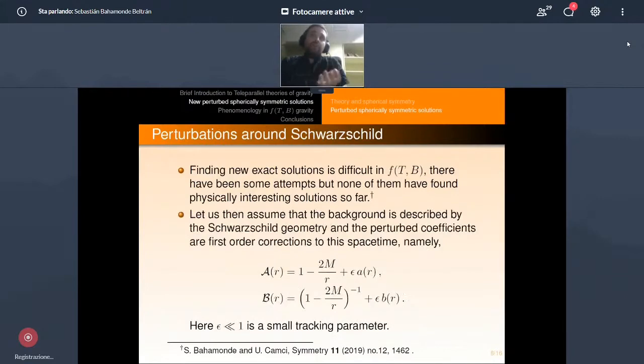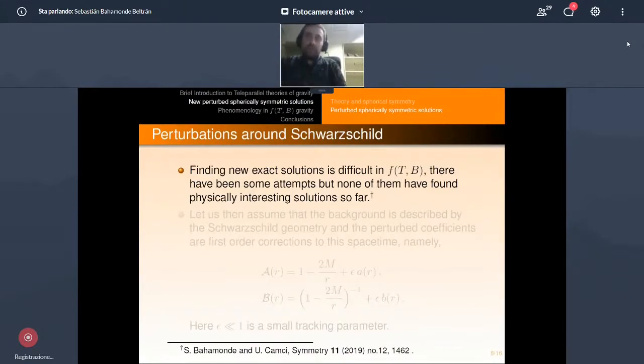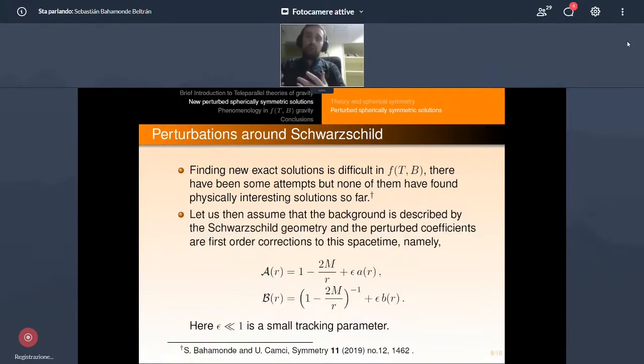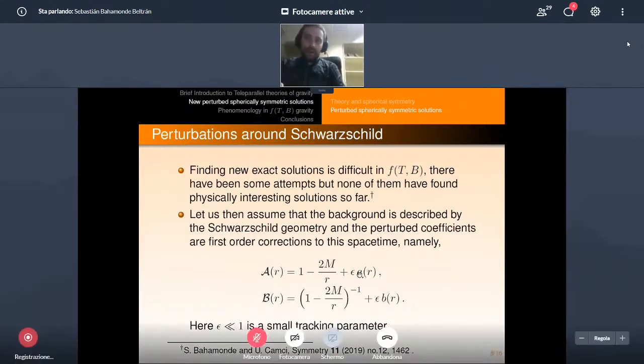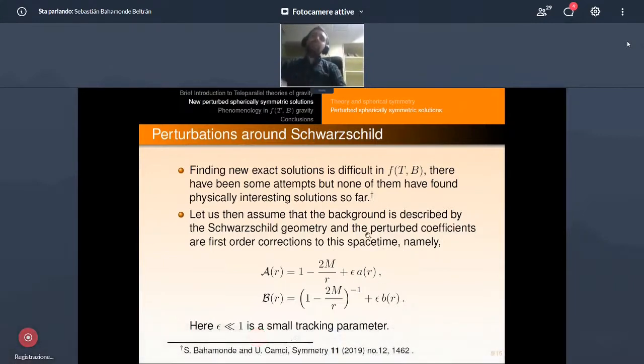Of course, it's difficult to find exact solutions in modified gravity. This also happens in F(R), and F(T) gravity will be the same. It's hard to get an exact solution. So one interesting technique that one can use is perturbative techniques. So you have, for example, torsion as your background, and then on top of this you want a small perturbation on your metric coefficients.